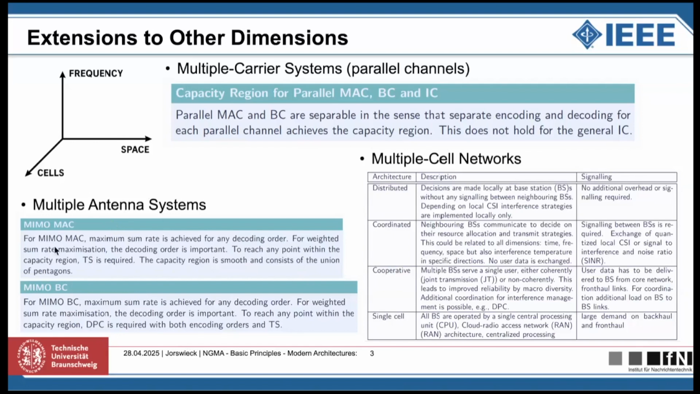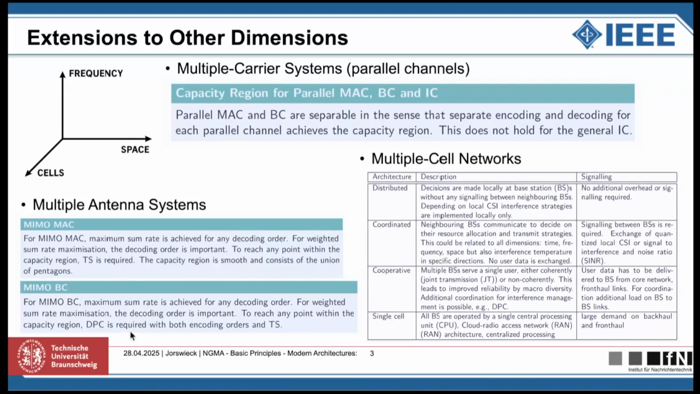For example, for the multiple input, multiple output, multiple access channel, we can still achieve the sum rate for any decoding order. However, if we want to optimize the weighted sum rate, the decoding order is important. And if we want to reach any point of the capacity region, again, time sharing is required. Time sharing is performed between different decoding orders.